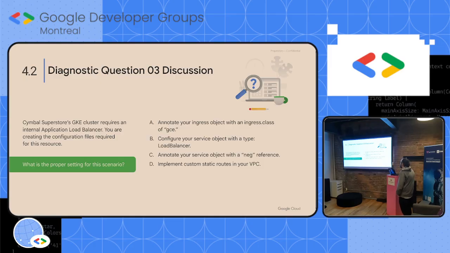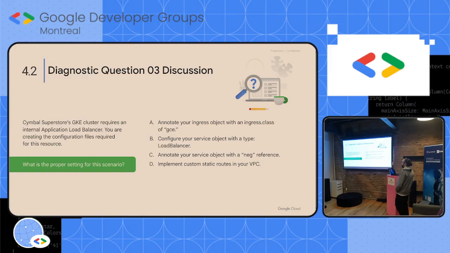So A, annotate your ingress object with an ingress class of GC. I told you that if you want to have an internal application load balancer, it was GC-internal. So this is not the A. Configure your service object with a type load balancer. That was not the kind of the YAML that I share with you guys. It was an ingress. Annotate your service object with a neg reference.